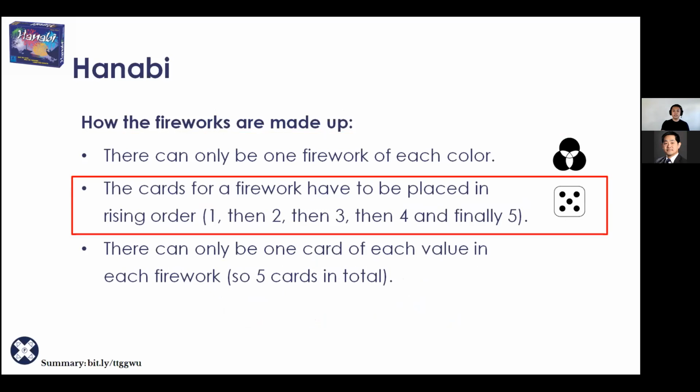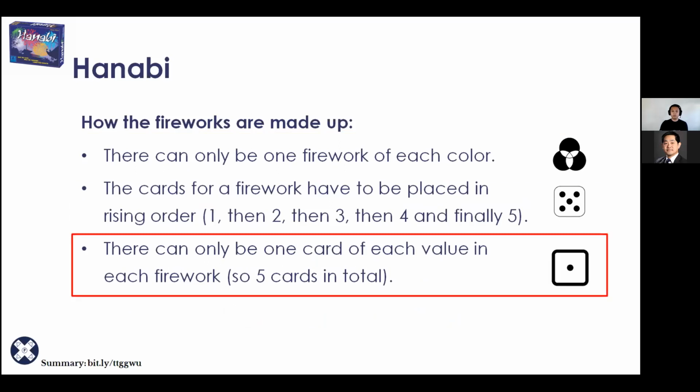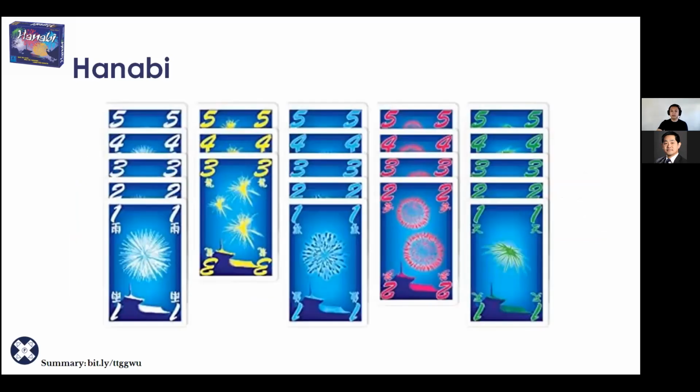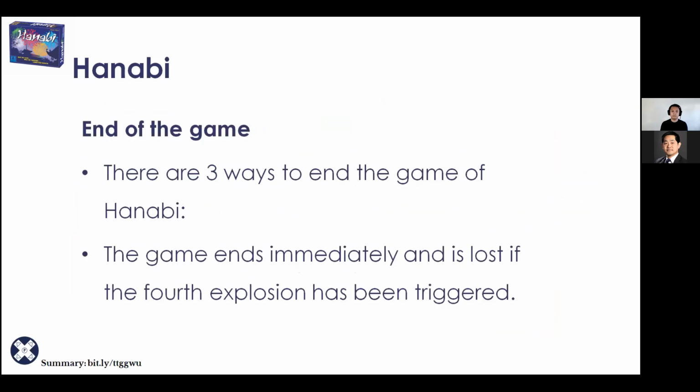individual firework. And then the cards for that firework display have to be placed again in rising order, starting with 1 and finally ending at 5. And then it can only be one card of each value firework. So that means that for the 5 fireworks, for numbers 1 through 5, there can only be a total of 25 cards in a completed display of fireworks. So again, here for that green pile of 1, that firework display has been completed. We've started with the green 1 and we've gone all the way up to the green 5 to complete that display.